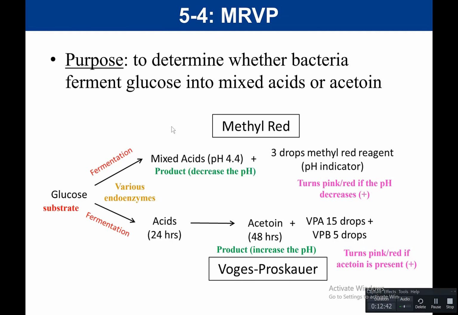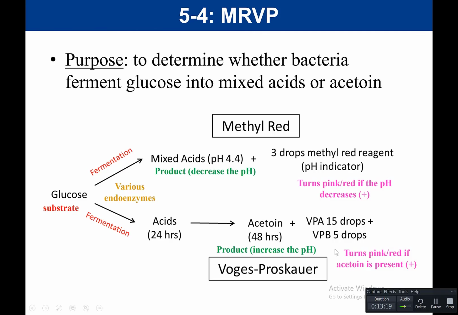For the VP test, you want to record that at 24 hours, acids would be produced. So this is why we can't do our readout for VP at 24 hours. We have to wait the 48 hours. And so at the 48-hour time point, the bacteria will take those acids and they will convert them into a product called acetoin. And that product is what is going to be detected in the VP test. And acetoin is going to be a base. It will increase the pH.